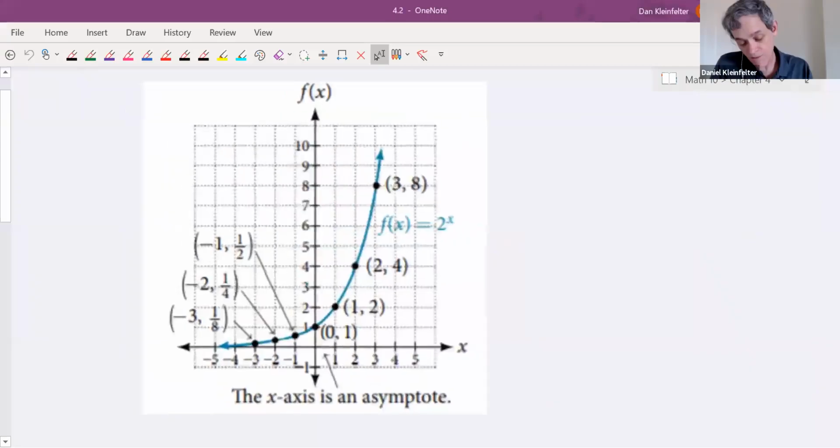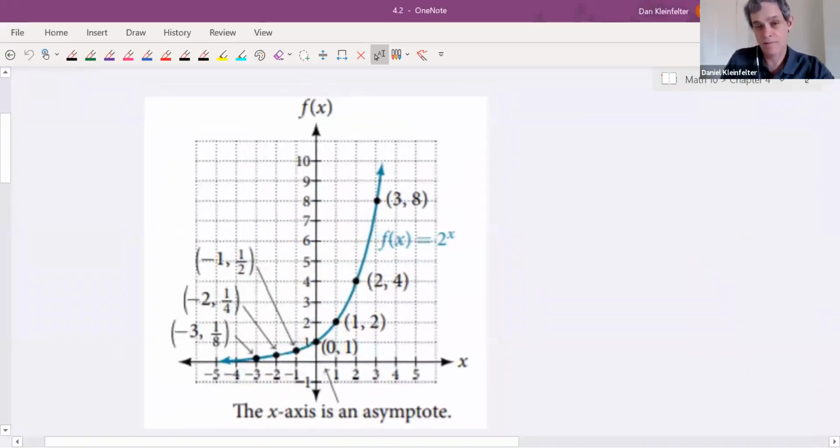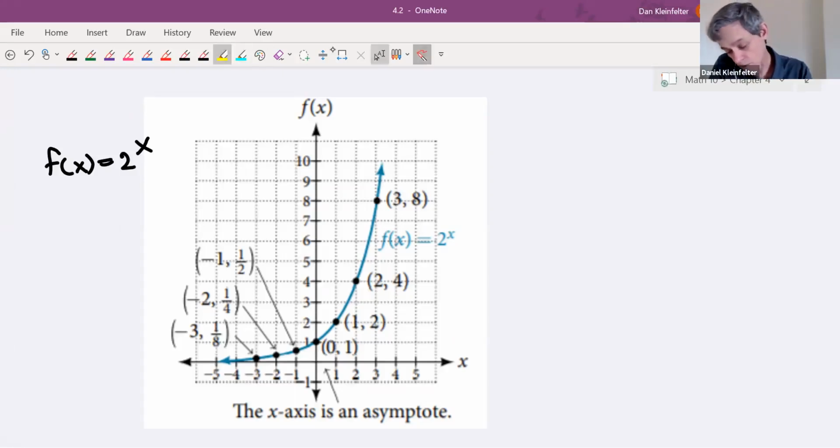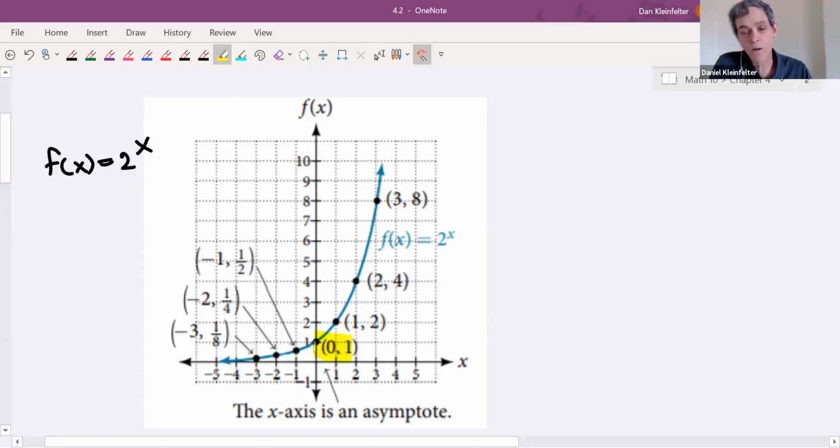Remember that for this, the base is constant. The base on this is going to be 2. There's our function, f of x is 2 to the x power. The base is constant and the exponent changes. When x is 0, 2 to the 0 power is 1, so the point (0, 1) is on the graph. 2 to the first power is 2, so the point (1, 2) is on the graph.